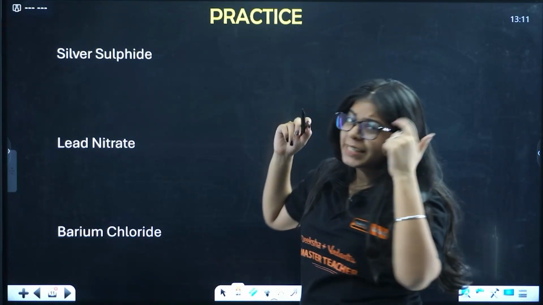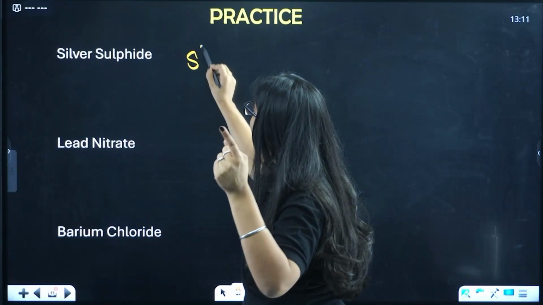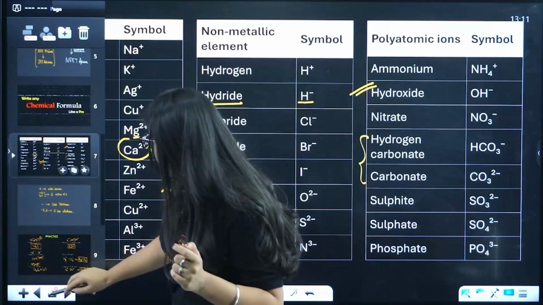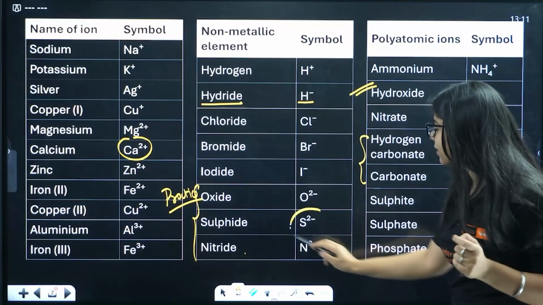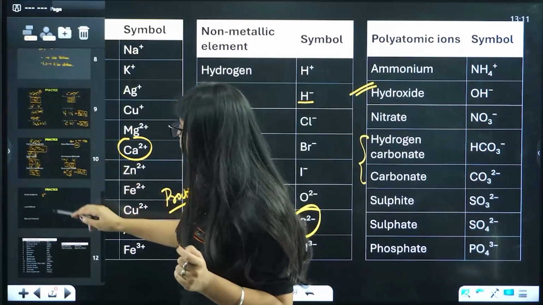Sulfide was what? D means single element. That means S2 negative. Let's see if ma'am is correct or not. S2 negative is sulfide. Understood? Okay, that's how you will remember.